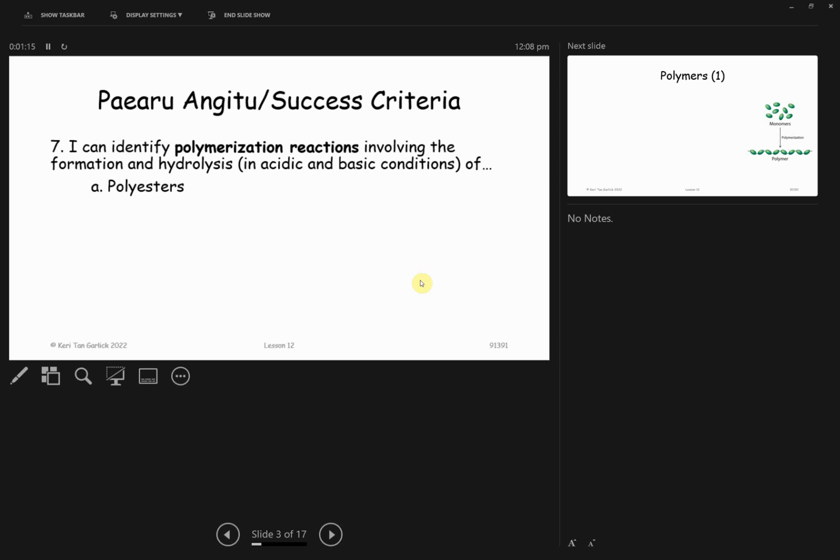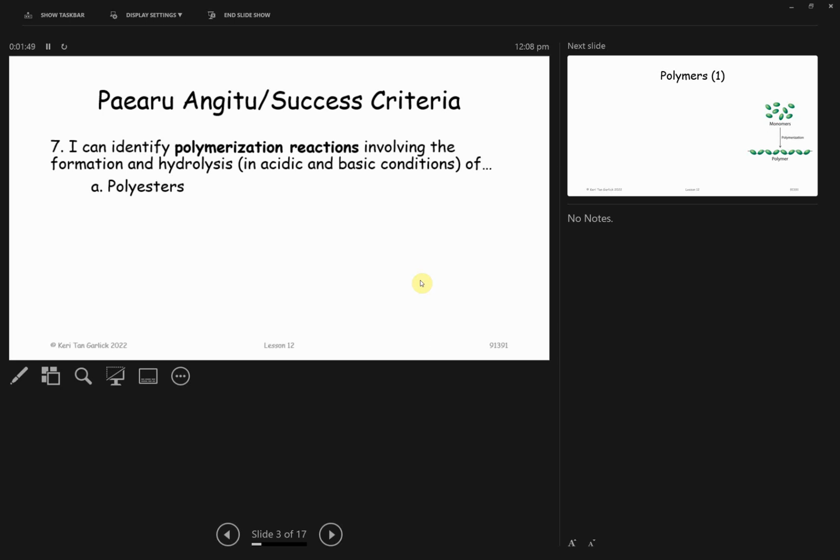So with the success criteria today, we are looking at number 7, which is identifying polymerization reactions. There are 2 components for this success criteria: the formation, aka how do we make polymers, and the hydrolysis, which is how do we break up polymers. With hydrolysis, you can do it in acidic or basic conditions, and that influences what the products are. But today, all I want us to focus on is formation polymerization. So we'll do hydrolysis in our next lesson.